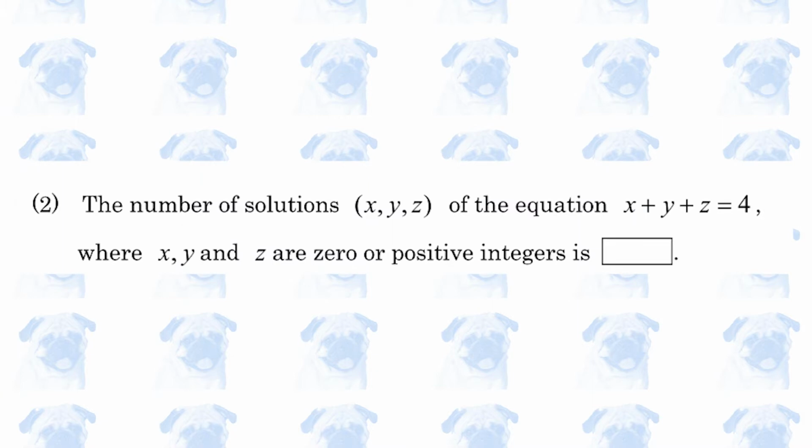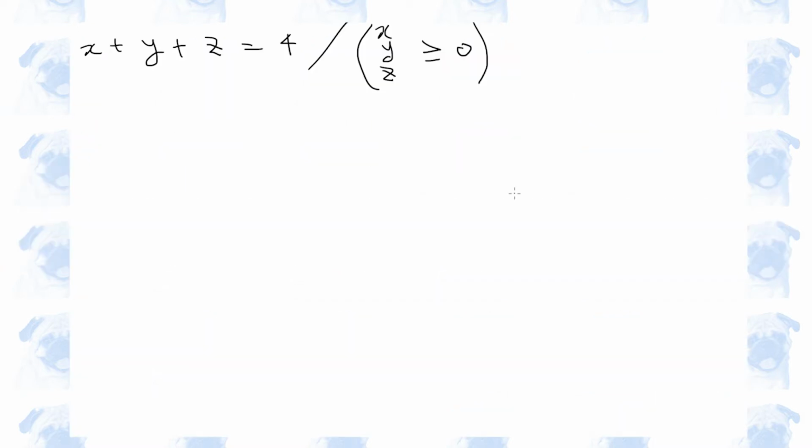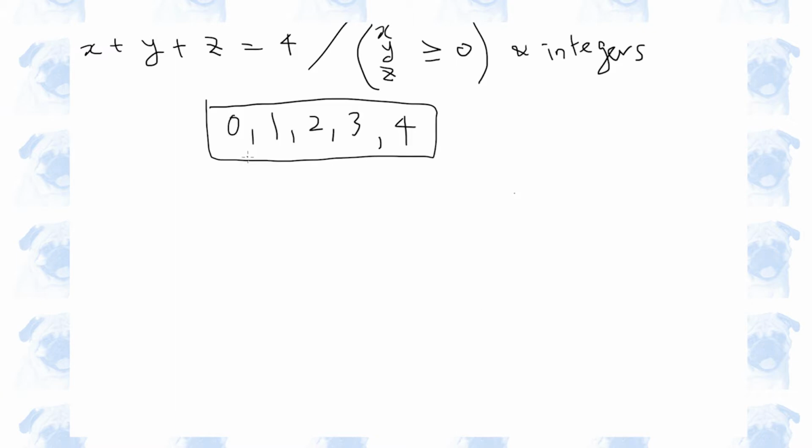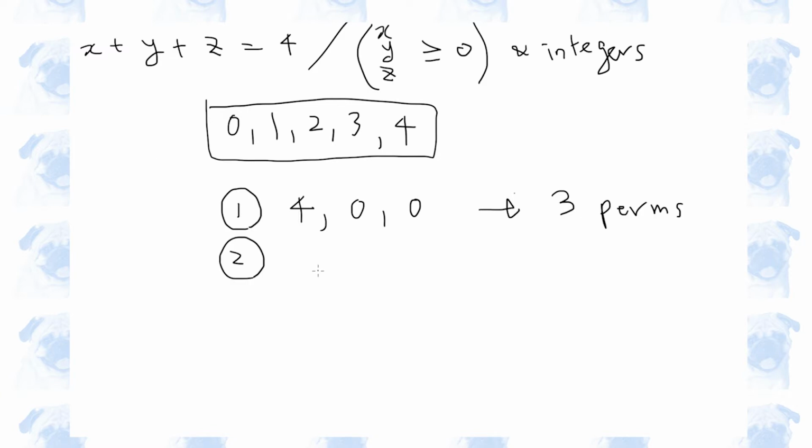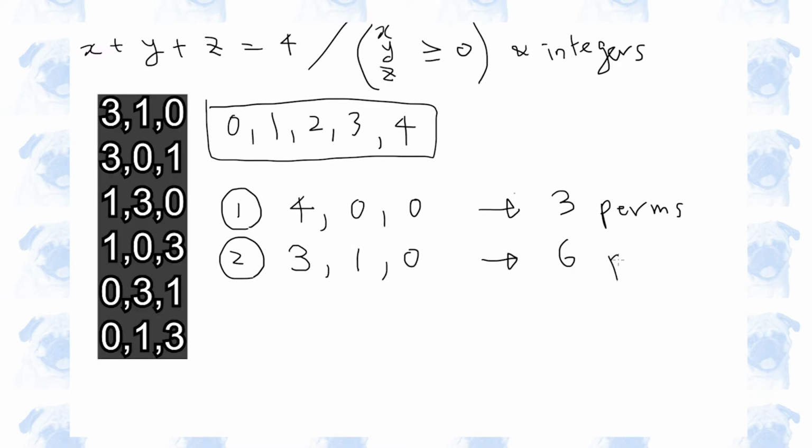Section 1, Number 2. So in this question, we have an equation x plus y plus z equals 4, and we are told that x, y, and z are either 0 or positive integers. So we are basically permutating these 5 numbers. So if one of these 3 variables is 4, then that implies that the other 2 are 0, and there are 3 permutations. Secondly, if one of these variables is 3, then the rest must be 1 and 0, and there are 6 permutations.